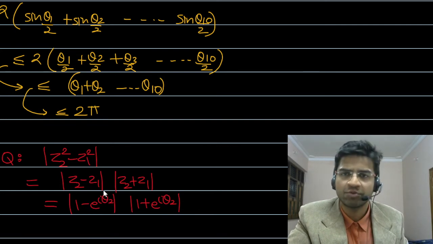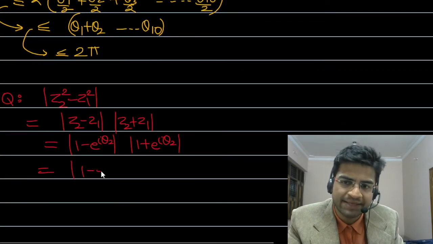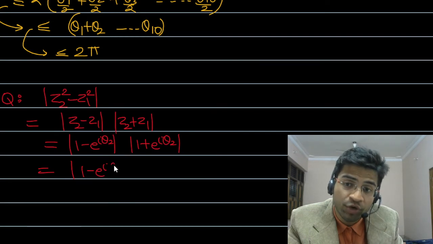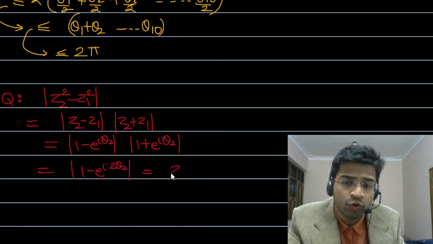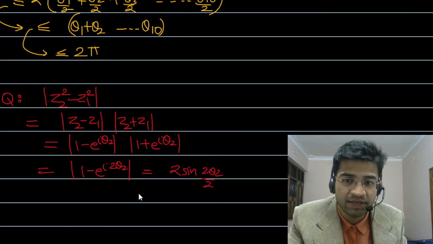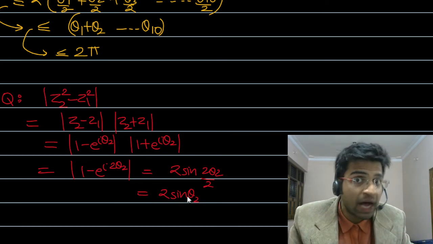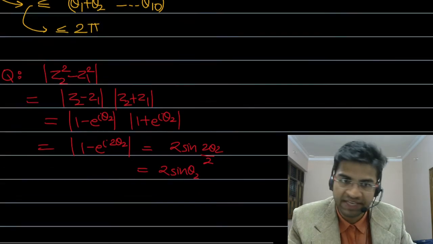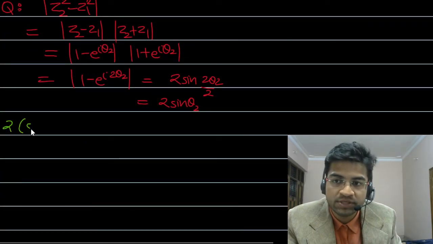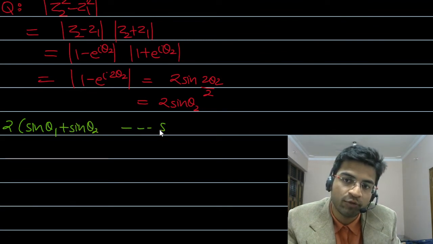Why am I saying that it is better to multiply these two terms? Because we can directly write it as mod of 1 minus e to the power iota 2 theta 2, and it hardly matters. It is equal to 2 sine 2 theta 2 by 2, which is equal to 2 sine theta 2. So this must be true for all the terms, again the same thing. Now this question is very simple for us: 2 into sine theta 1 plus sine theta 2, and it goes on up to sine theta 10.